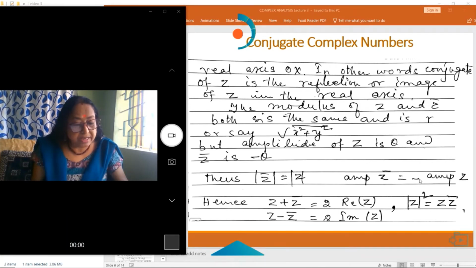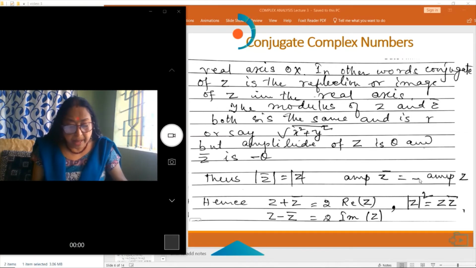The modulus of z and z bar are both the same, and r is equal to root over x square plus y square. But the amplitudes of z and z bar are theta and minus theta. Thus the modulus of z bar is equal to the modulus of z, and the amplitude of z bar is equal to minus the amplitude of z.